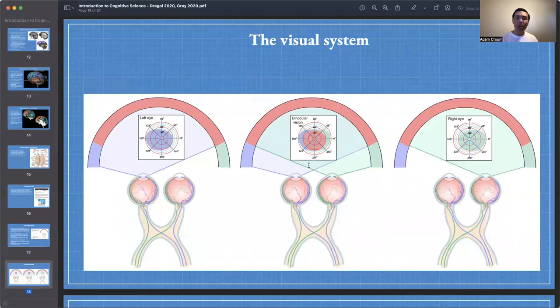Here we just see the monocular field from the left eye, and then the monocular field from the right eye, showing how much of the field of vision is accessible to each eye. And then with binocular vision in the middle, we have that nice overlap right here. Our visual acuity is going to be best in this center area, and also we're going to have great color perception.